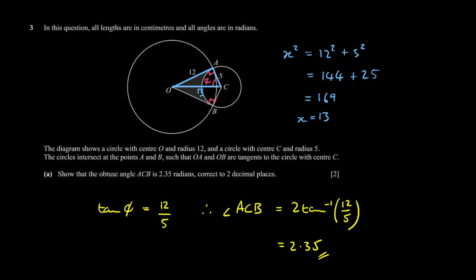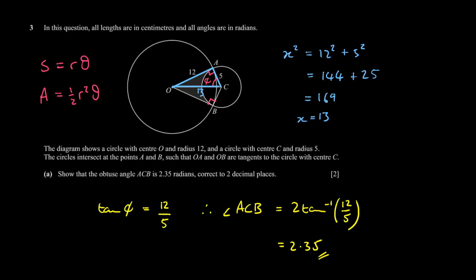Next, part B. Find the perimeter of the shaded region. Well, what is the perimeter? The perimeter is going to be this length here, which is 12, plus this length here, which is 12, plus this arc length here. Now, what's the arc length going to be? Remember the two formulas for radians: s is equal to r theta, so arc length is equal to the radius times the angle in radians. And the area of the sector is equal to a half r squared theta. So we're going to have to use those two formulas.